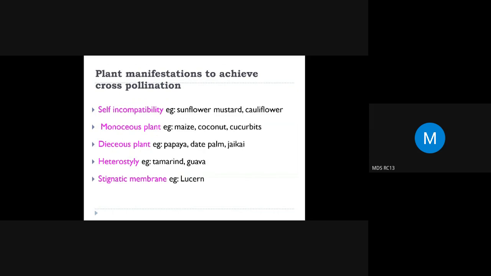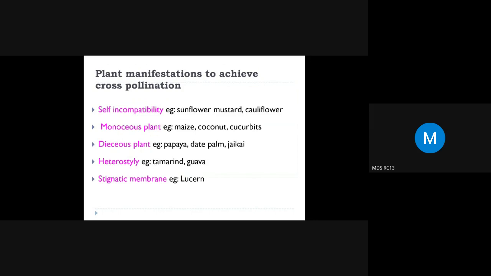And heterostyly is what I told: the anthers and pistil will be at different heights. And in a few species of plants there is a stigmatic membrane, a layer between the male and female part.